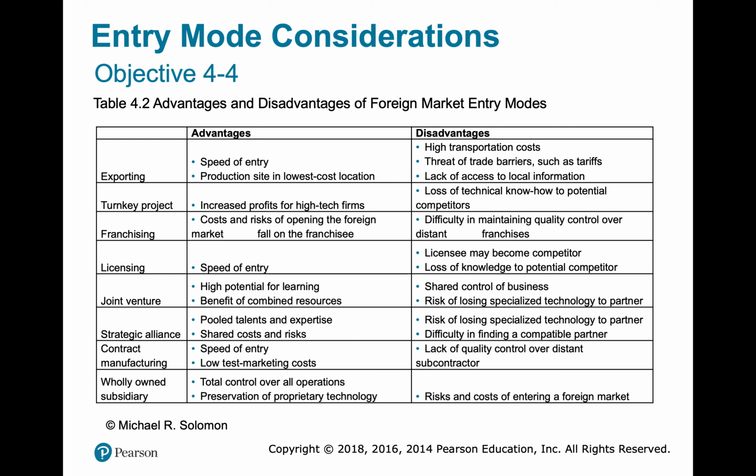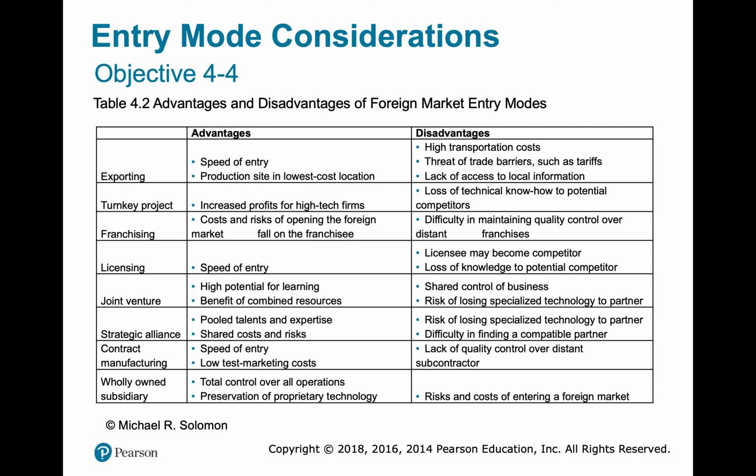For example, while exporting is a quick way to enter a market, transportation costs can be very high, or franchises transfer the risk of business to the franchisee, but it can be difficult to maintain quality control over franchises in other countries because it's difficult to just swoop in and see how things are going, right? Because they're overseas.